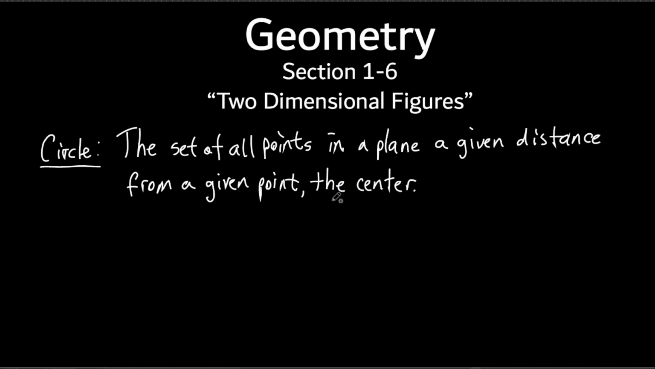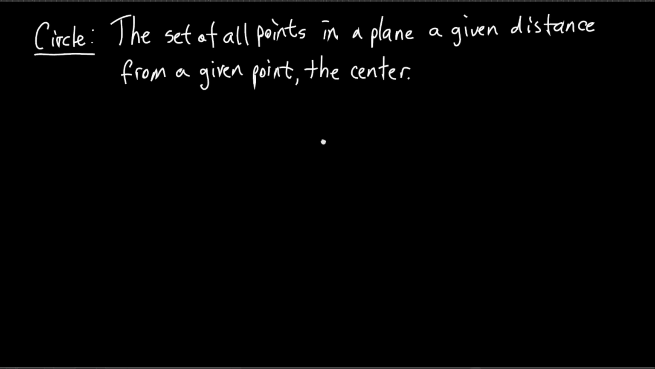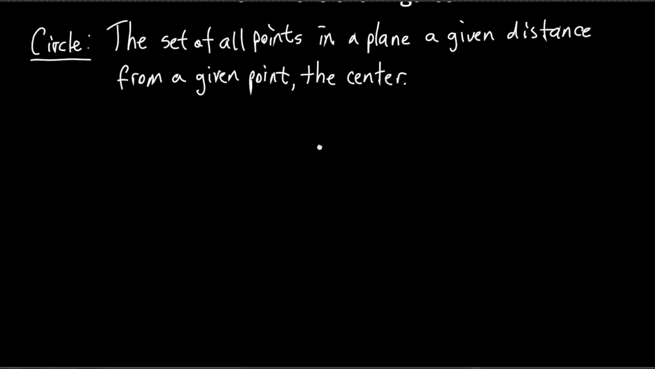So, what if I had this? Yes? We're not going to go over circumference and pi. We are. Yep. All right, so let's just worry about the definition right now, okay? So it says the set of all points in a plane a given distance from a given point. So let's say this is our given point right here. All right? So from this point, let's start with this point.